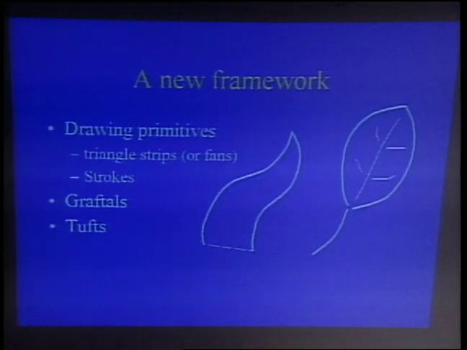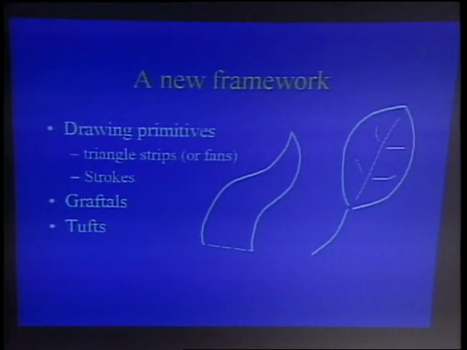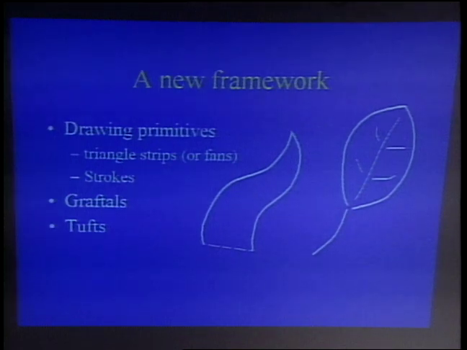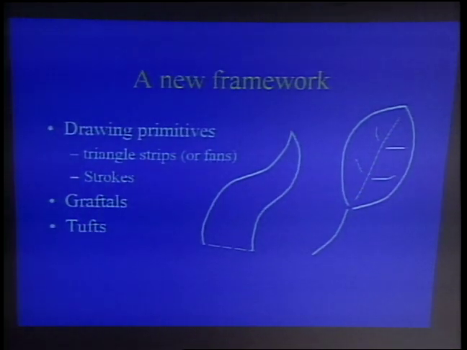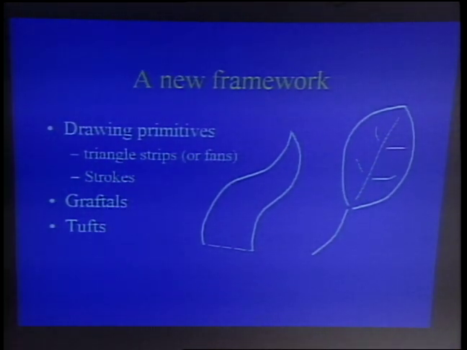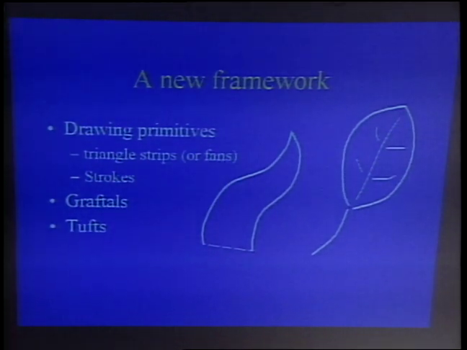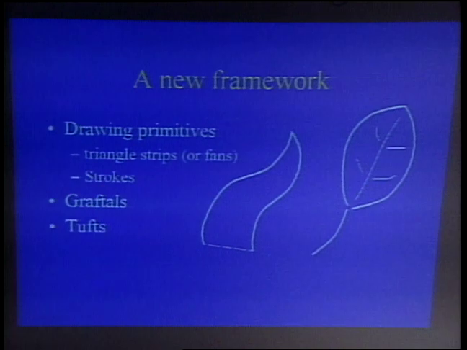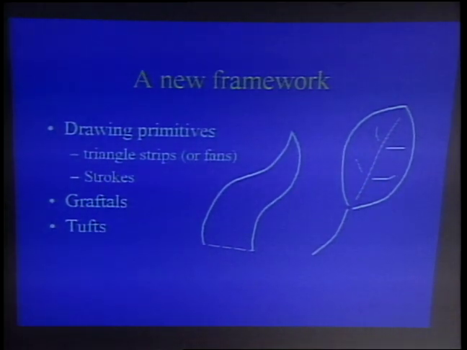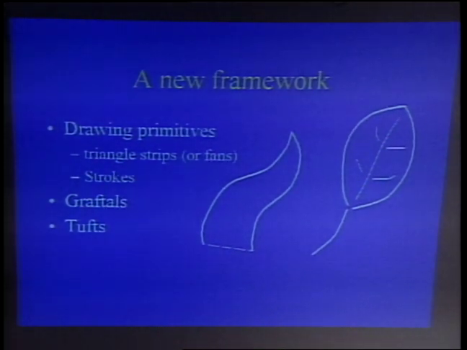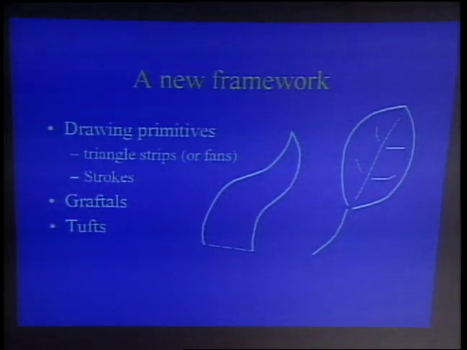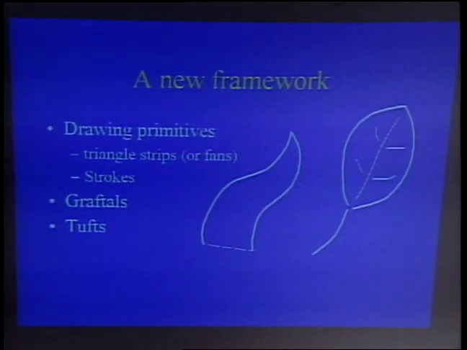So the framework is based on everything coming down to drawing primitives. These are just strokes, as I talked about previously, as well as even simpler things, which are just surfaces, like a triangle strip or collections of triangle strips. These are examples of graftals. Graftals are composed of drawing primitives. So you can have a triangle strip for this tuft of fur, and then draw some strokes around the boundary.